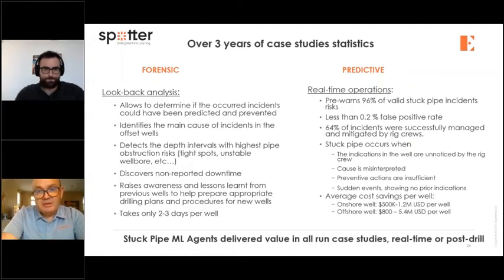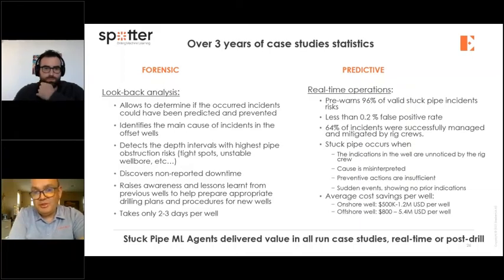Predictive analysis is something we use in real-time operations. What we see is that we can reliably predict about 96% of all the stuck pipe issues and risks. So this is a very strong metric. It has a very low false positive rate, and the team already mentioned how we managed to do this, because this is a very big problem for any machine learning application. So we managed to keep it very low.